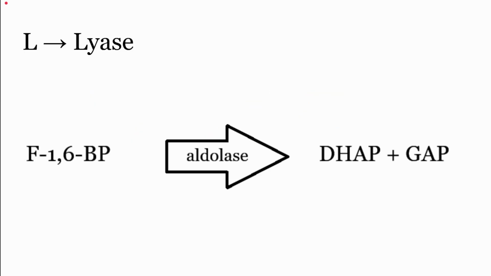First, we have lyase. Lyase breaks bonds without using water and without involving redox reactions. They often form double bonds or rings in the process. A classic example is aldolase in glycolysis. Just remember, no water, no redox, just bond breaking or forming double bonds.